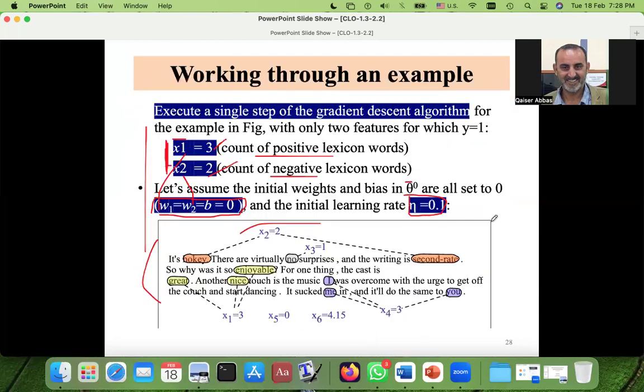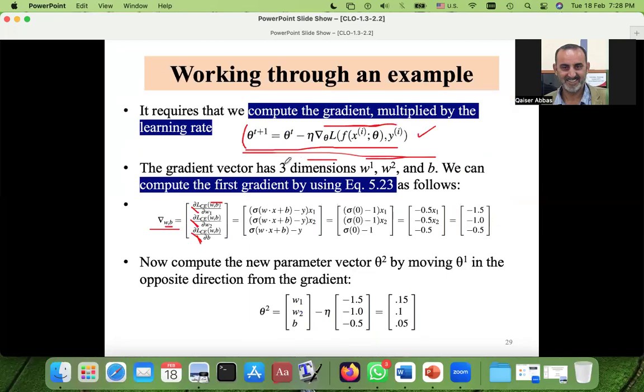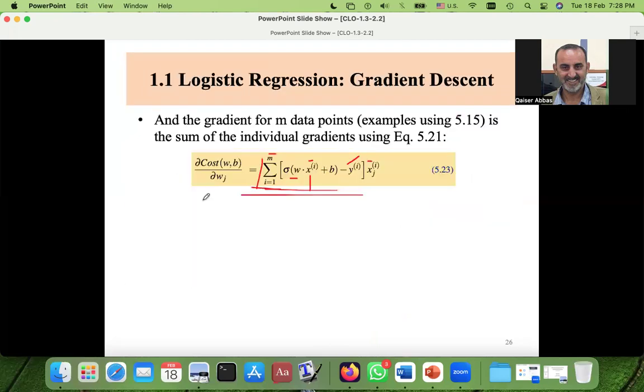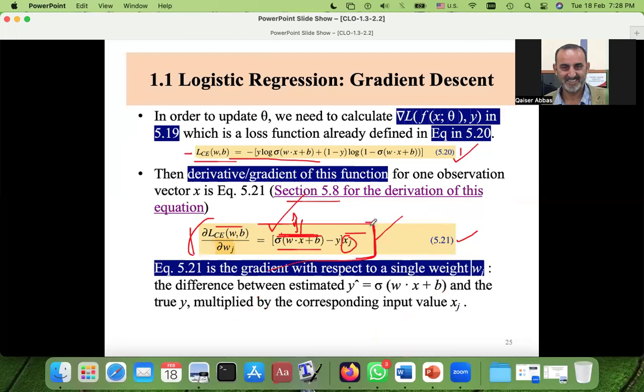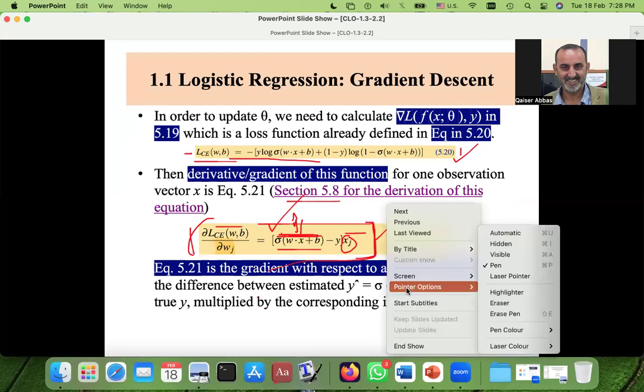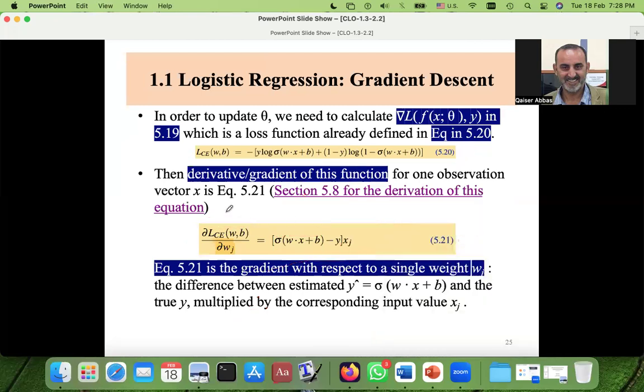Now, this is the partial derivative. And how can I write it? If you go to the previous equation, this is for all of them, and this is for the single variable. What is the derivative of this loss? This is the derivative.